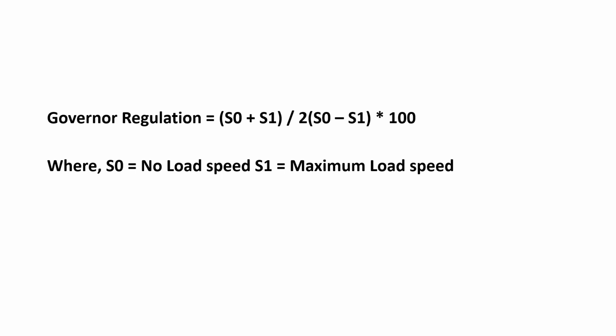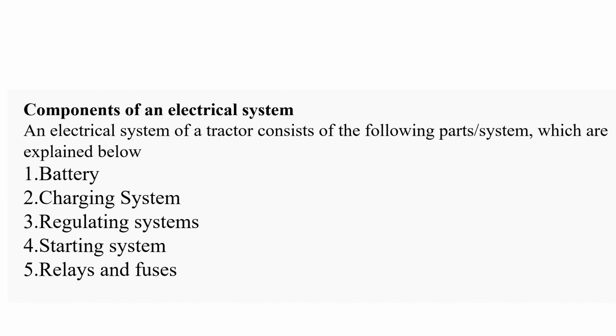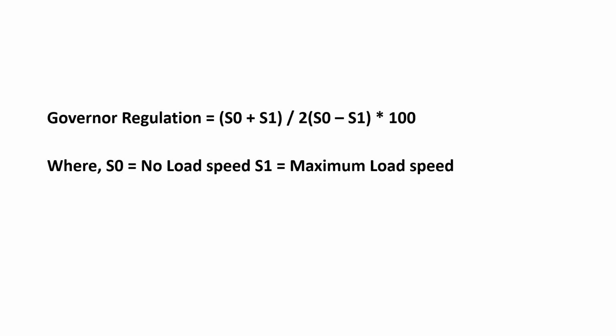So governor regulation is (S0 minus S1) divided by ((S0 plus S1) divided by 2), into 100. Here S0 means the no load speed and S1 is the maximum load speed. This is what we are concerned about with governors. The governor automatically maintains speed steadily, including idling and maximum speed. It governs the speed after the driver has used the control lever to set the required engine speed. Then we have a special linkage system for that.